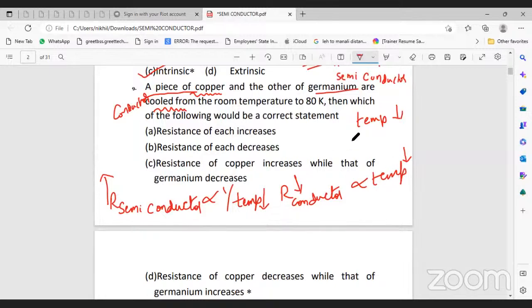So resistance is directly proportional to the temperature for the case of a conductor. Since the temperature has decreased, the resistance of the conductor also decreases. So the resistance of copper decreases, but in the case of germanium, it has to increase. So option D is the right answer. Yeah. Look at the next question.